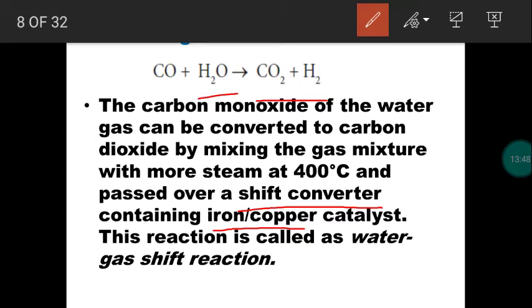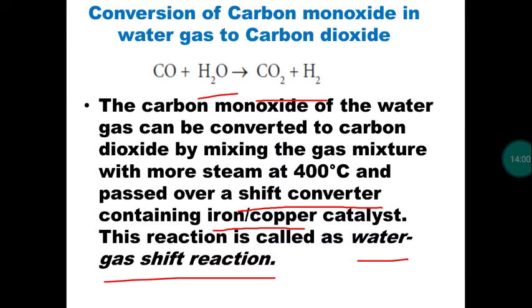So now carbon monoxide in the water gas is shifted into carbon dioxide. So the reaction is called the water gas shift reaction. So this is a 3 mark question. Write a note on water gas shift reaction, right?